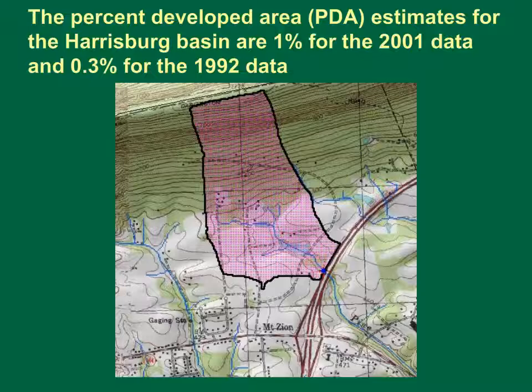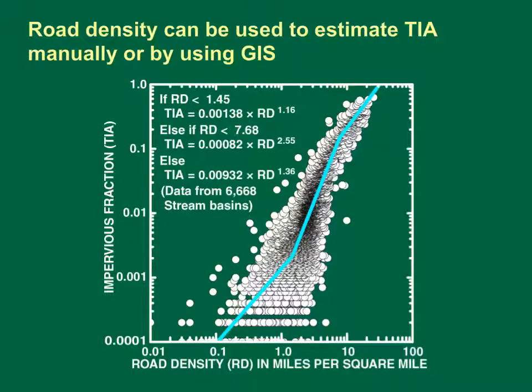The percent developed area may be easier for manual calculation if developed and non-developed areas are segregated and therefore can be easily delineated. This graph shows measured values of the road density, RD, and total impervious area, TIA, for 6,255 stream basins in the United States with drainage areas ranging from 0.62 to 19,229 square miles. The vertical axis shows the impervious fractions from 0 to 1 on a logarithmic scale with values that range from 0.0001 to 0.63. The horizontal axis shows the road density on a logarithmic scale with values that range from 0.01 to 30 miles of road per square mile of watershed area.